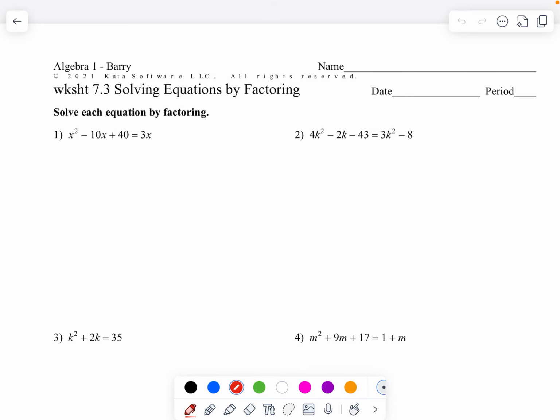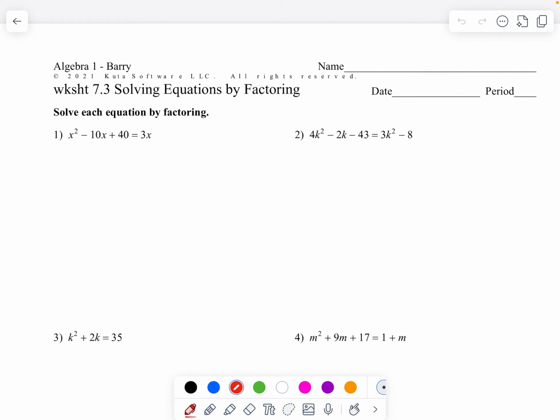In section 7.3, we're going to continue to solve equations by factoring. Remember the rules for solving equations by factoring. First, you have to have a factored equation that is set equal to 0, and then you can actually solve, and all of these equations need 2 answers.